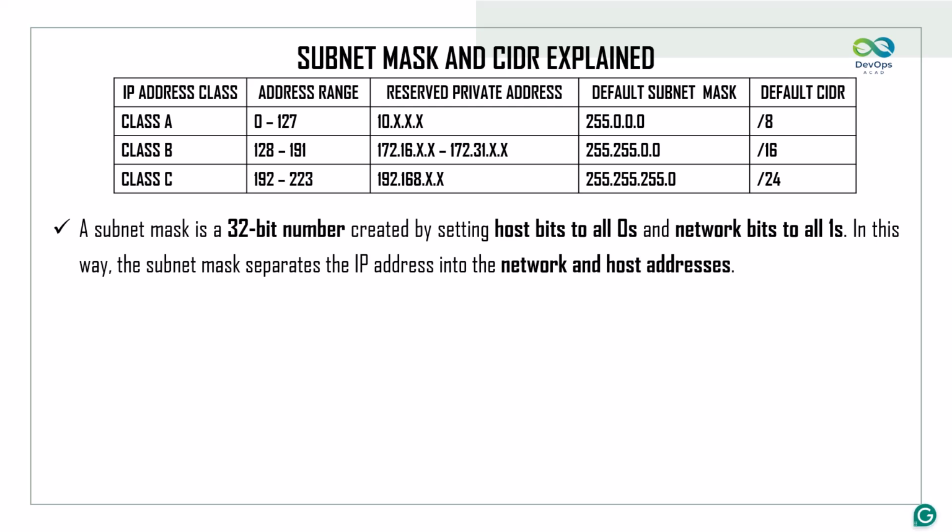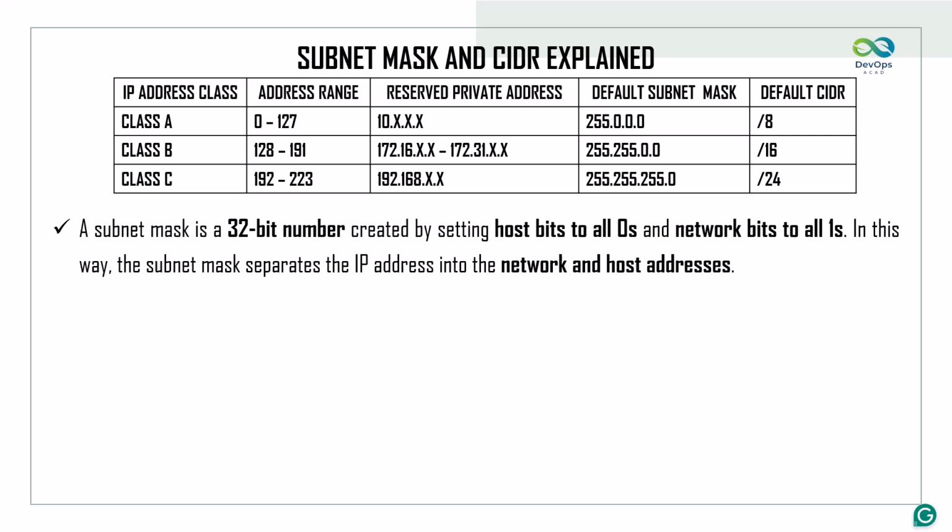For the class C address, the default subnet mask is 255.255.255.0. When you add all the three sets together, it gives you 24. So the default mask is /24. So tomorrow, when you see an IP address that is 192.168.5.0/24, you definitely know that is a class C address.